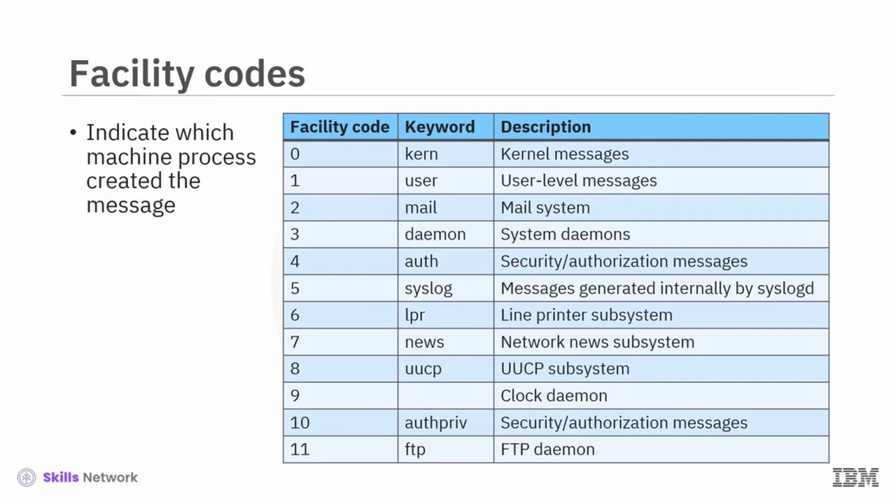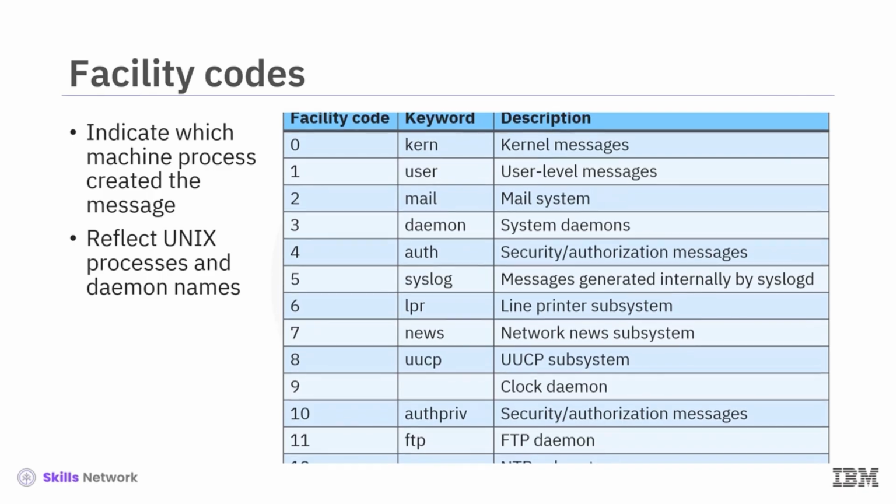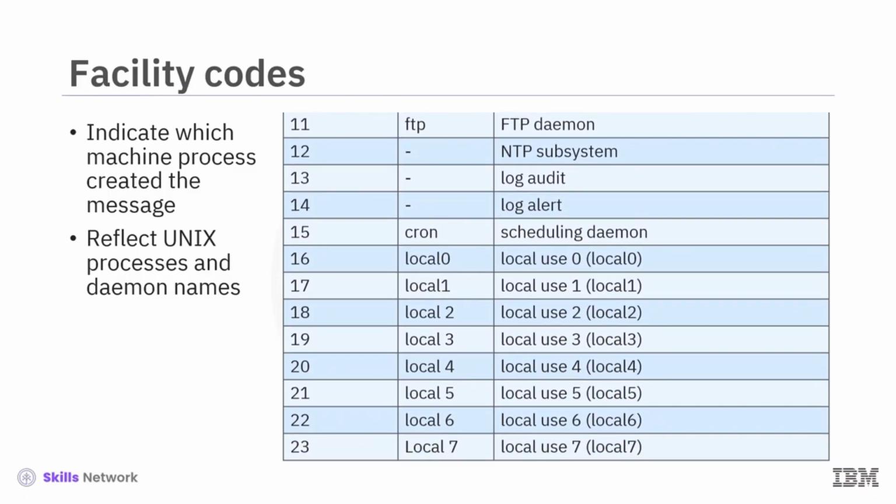The syslog protocol was initially written on BSD Unix, so facility code names reflect the names of Unix processes and daemons. If you receive messages from a Unix system, consider using the user facility as your first choice. Unix does not use local 0 through local 7, which is traditionally used by networking equipment. Cisco routers, for example, use local 6 or local 7.